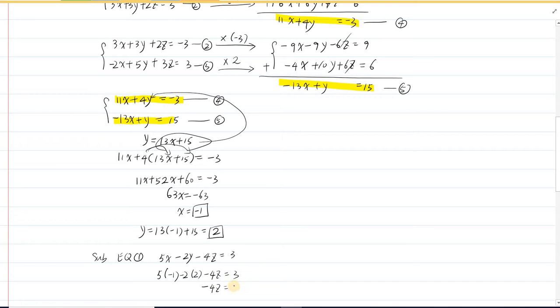Okay, go to another side, become +12, then z equals -3. Then the solution is -1, 2, and -3. Okay, be careful when you write the solution, you must write the order x, y, z order.